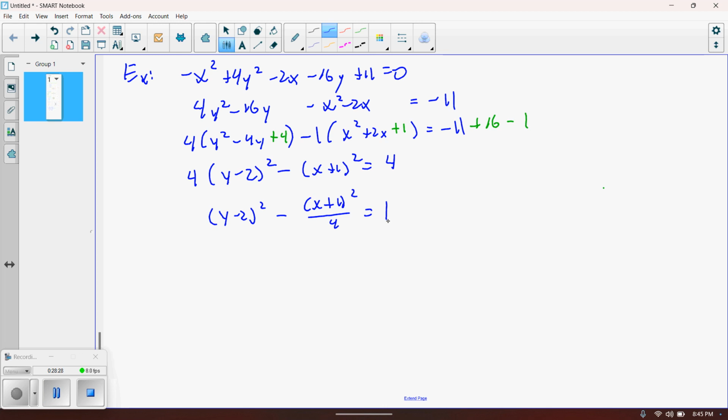So the first thing is our center is no longer at the origin. The center is h, k, which in this case is going to be 2, negative 1. So let's go ahead and start by sketching that part. The center is now at 2, negative 1. So let me put a bunch of tick marks on here.